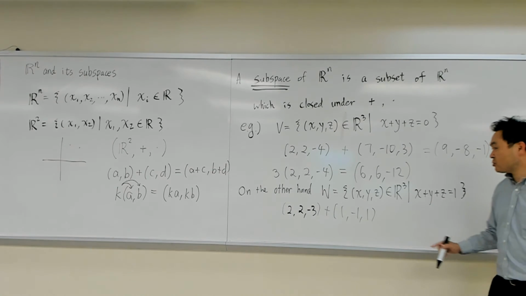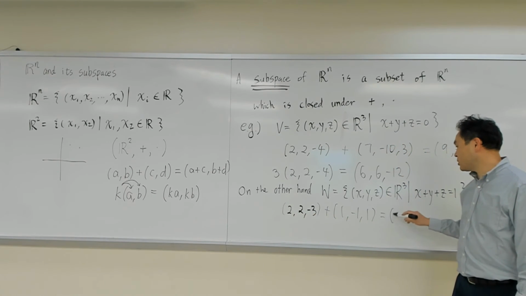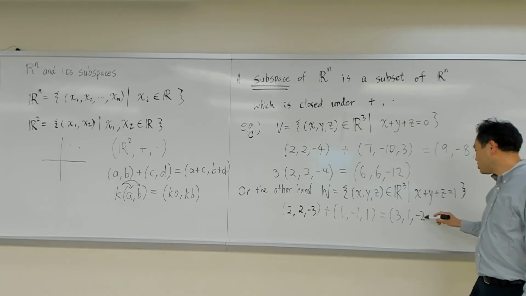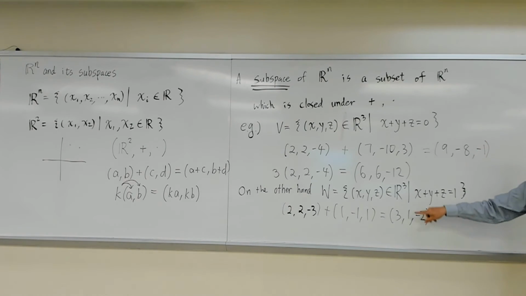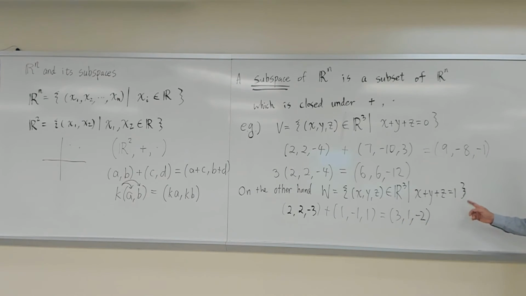So if you add these two elements from W, let's see what we get. We get 2 plus 1 is 3, and then 1, and then -2. Okay, is this an element in W? Does this vector belong in W? Yes or no? No, because if you add them up, what do you get? You get 2. You don't get 1. So this is not in W. As you can see, this set W is not closed under addition.